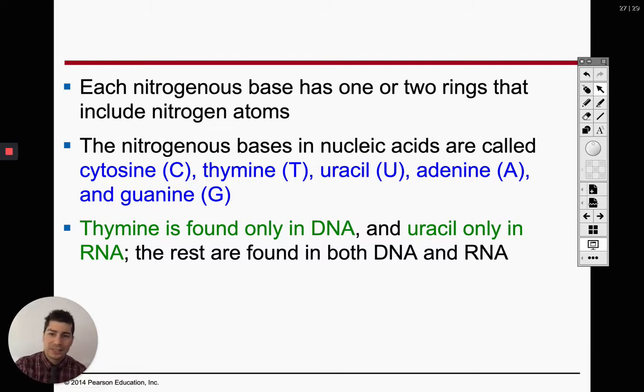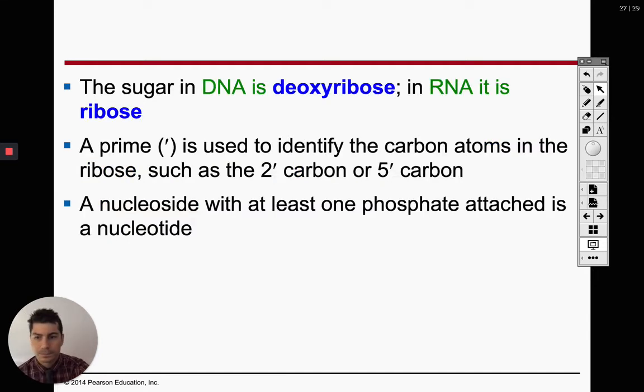We already went over these guys, nitrogenous bases. All right, we have cytosine, thymine, uracil, adenine, and guanine. The only one that is only in RNA is the uracil. The only one that is only in DNA is thymine. So cytosine, adenine, and guanine are shared by both DNA and RNA. Another one, guys: DNA has deoxyribose as its 5-carbon sugar. RNA has ribose.